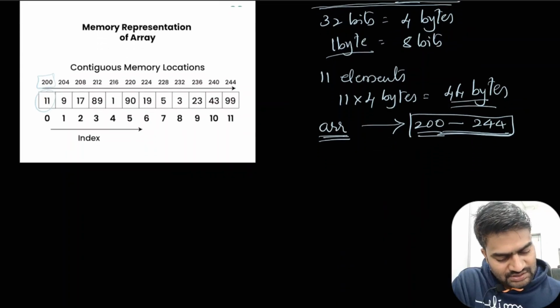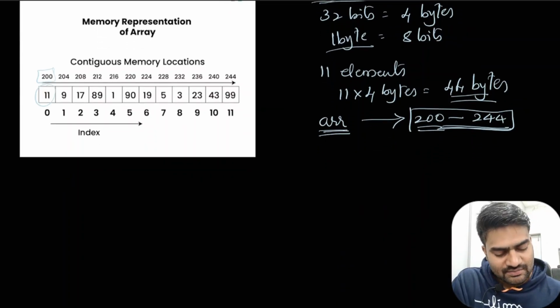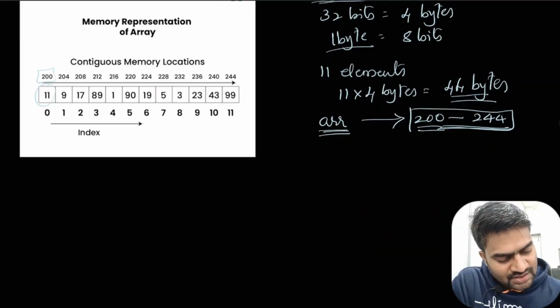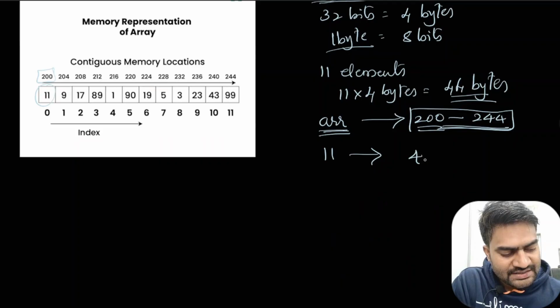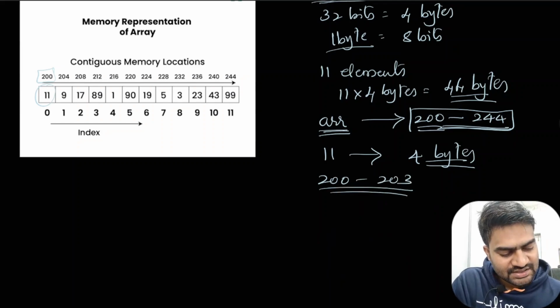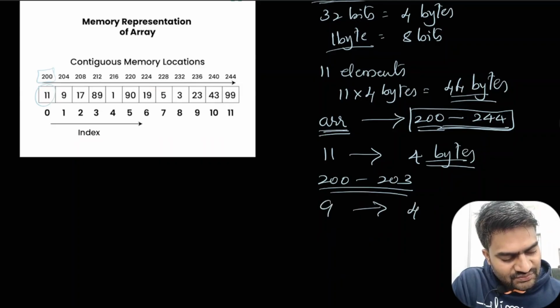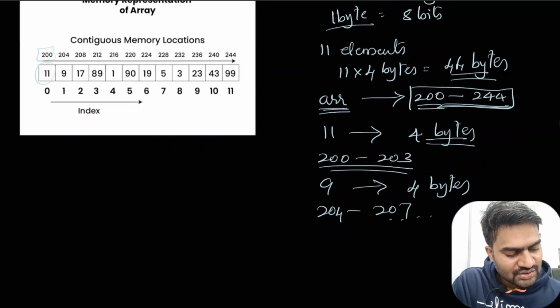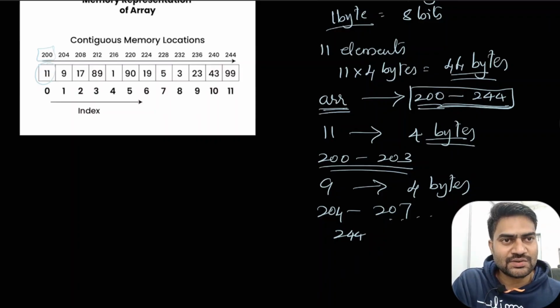So this is how the initial reservation happens with respect to memory. Now I want to store my number 11 into this array. So 11 gets converted into 4 bytes, then they are stored from 200 to 203. Next, we push 9 into the array. Again its 4 bytes are stored from 204 to 207 and so on. It will continue till 244. So now assume all the 11 numbers are stored into the array.